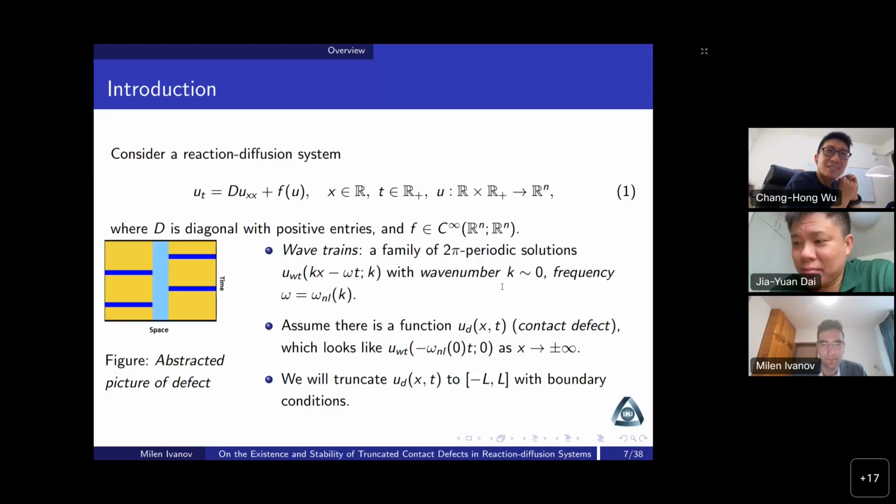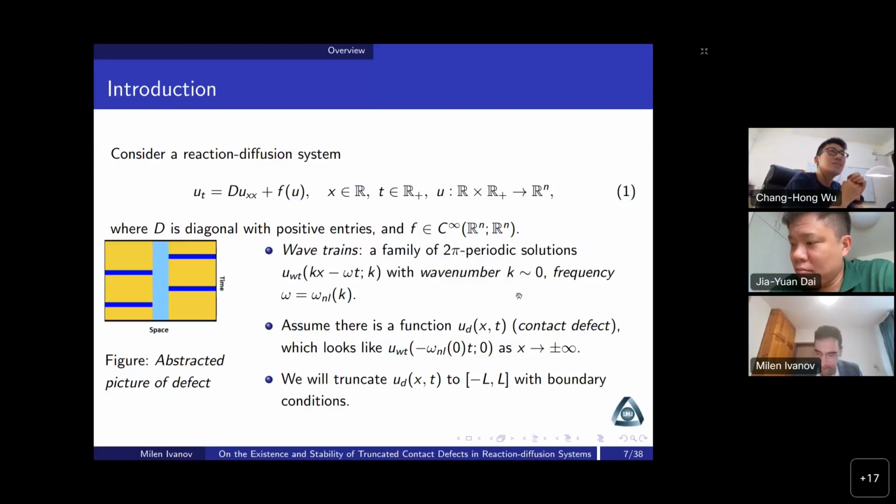Yes. So by the way, when you have a wave train for k equal to 0, you can usually use the implicit function theorem to derive that there is a family of wave trains for k close to 0. That's right.